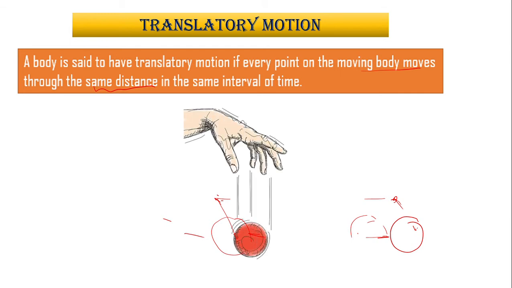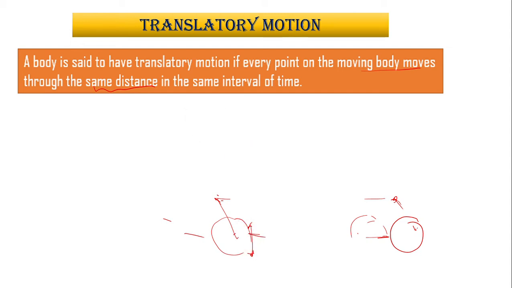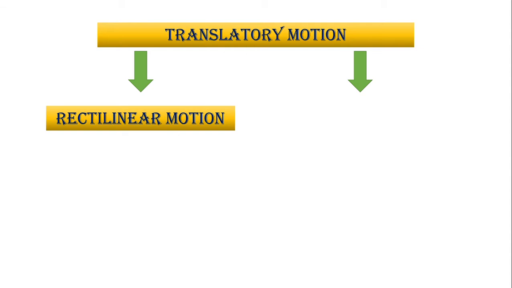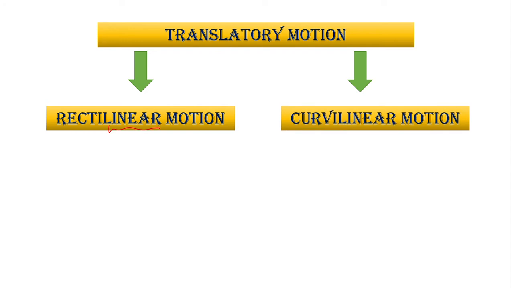The other example is a ball being dropped. So all the points on the ball, this distance will remain the same. It won't change. So they will travel the same distance as it is going down. So any straight line motion is called a translatory motion. Now translatory motion is of two types. One is rectilinear, that is a straight line motion. Linear means line, straight line, and curvilinear, that is it forms a curve.